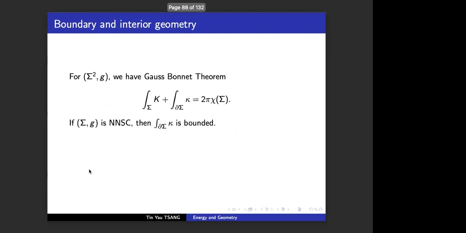Okay, good. So now, deja vu, we go back to the Gauss-Bonnet theorem, because I want to emphasize the interesting points of the dihedral rigidity. So we can tell that if sigma g is given, and it is NNSC, non-negative scalar curvature, then the integral of the geodesic curvature is bounded, right, from this inequality. On the other hand, if the integral of the geodesic curvature is very big, then the surface itself cannot be NNSC.